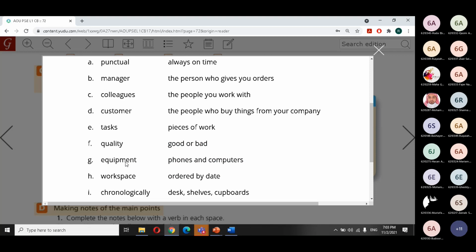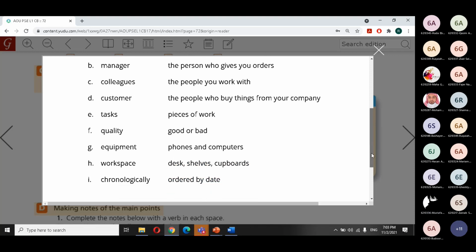Equipment means devices, so phones and computers. Workspace: desks, shelves, cupboards. And this next word is important.